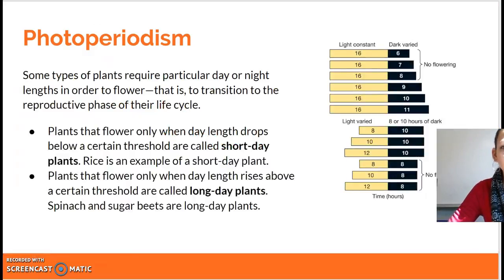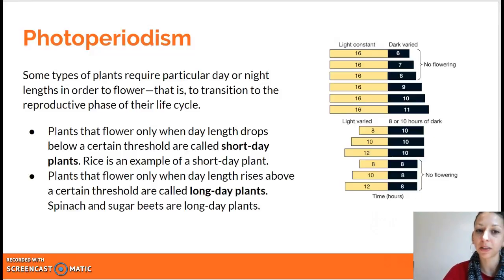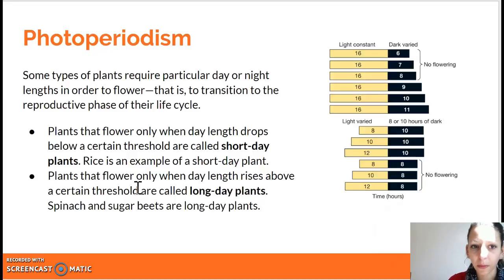Okay. So photoperiodism, sometimes the plants require particular day or night lengths in order to flower. That is to transition into the reproductive phase of their life cycle, and this is triggered by these photoperiods. So plants that flower only when the day length drops below a certain threshold are called short day plants, and rice is an example of a short day plant.